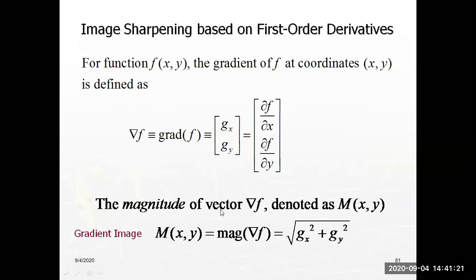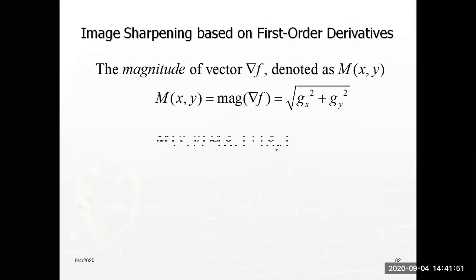The magnitude of the vector del f, denoted by capital M of x comma y, is the gradient magnitude, which equals the square root of gx square plus gy square. So if you know the x coordinate, calculate gx. If you know the y coordinate, calculate gy. After you determine gx and gy, the magnitude is easily calculated with the operation square root of gx square plus gy square. This is how the magnitude of a vector is given.